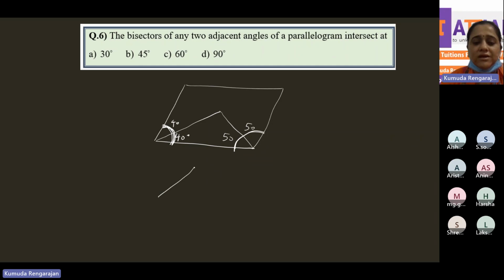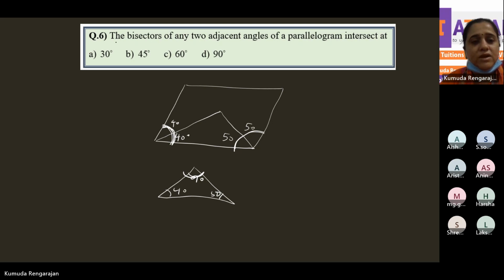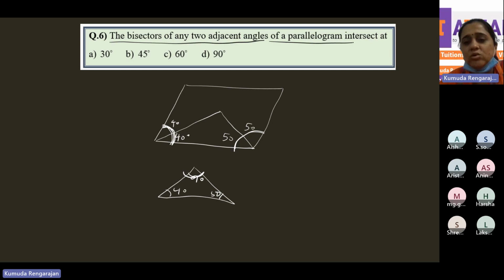Now in this triangle, this is 40 and this is 50. So how much is this one? 180 minus 90. Because 50 plus 40 is 90. 180 minus 90 is 90 here. So it will always be 90 degrees. So the answer to this question: the bisectors of any two adjacent angles of a parallelogram intersect at 90 degrees.